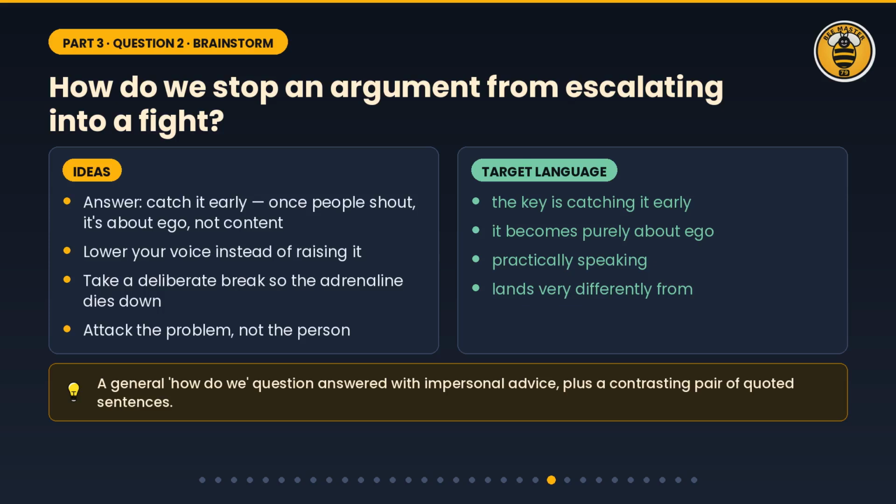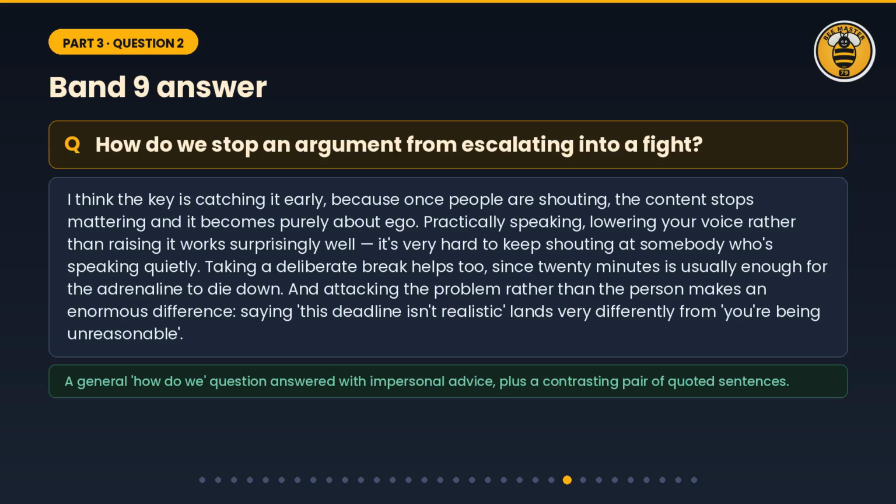Question 2. How do we stop an argument from escalating into a fight? This one wants general advice, not a story. Catch it early, lower your voice, take a break, and attack the problem rather than the person. General advice, and 2 quoted sentences contrasted against each other.